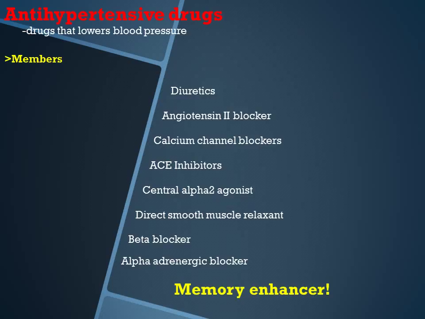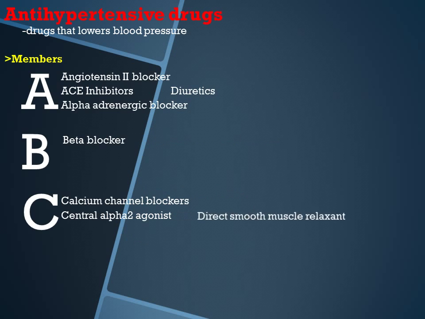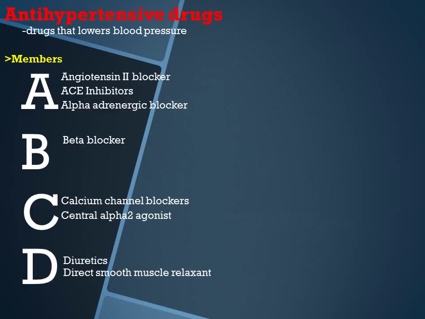Now, kung mapapansin ninyo, medyo marami-rami siya. Pero, may paraan para mas madali natin yung ma-memorize. So, if we will group them accordingly, mas madali natin silang tandaan. Let's say, for example, we will group all angiotensin, ACE inhibitor, alpha adrenergic blocker. We have the group B, your beta blocker, the C's, the calcium channel blocker, central alpha 2 agonist, and of course, the group D, your diuretics, direct smooth muscle relaxant. So, para sa tandaan, we can group those drugs in this mnemonic A, B, C, D. So, these basically are the drugs that will lower your blood pressure.